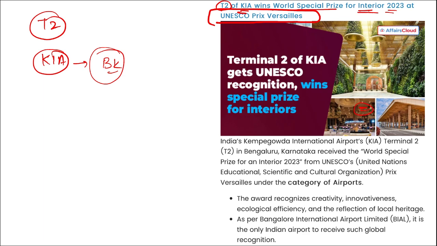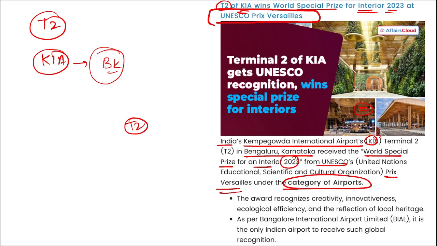As you can see, Terminal 2 of this Kempegowda International Airport is beautifully built. It has a very scenic and aesthetic feel of indoors, right? And it is a very beautifully built interior. So for that reason only, India's Kempegowda International Airport's Terminal 2, that is in Bangalore, Karnataka, has received the World Special Prize for an Interior 2023 from UNESCO's Prix Versailles under the category of airport, right?